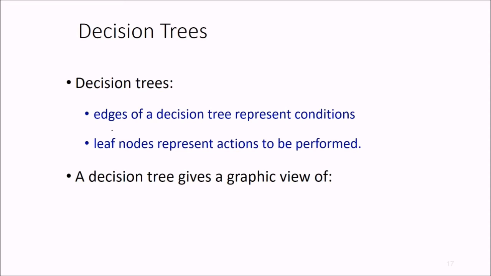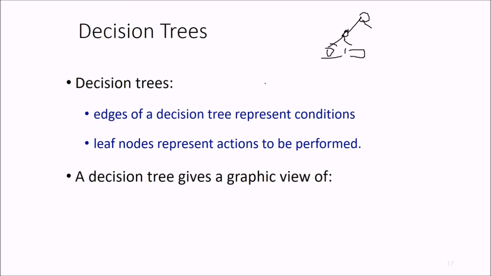A decision tree, because this is a tree, will be in the form of a tree. You will have various branches, various nodes, etc. The edges of a decision tree represent the conditions, and the leaf nodes represent the actions to be performed.